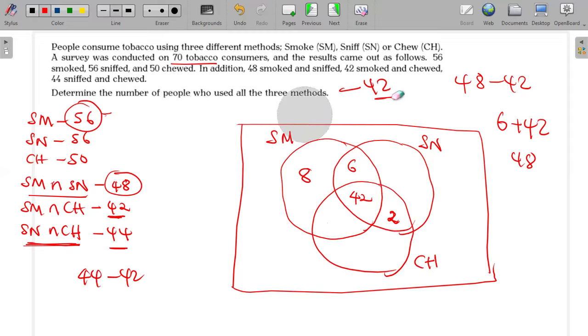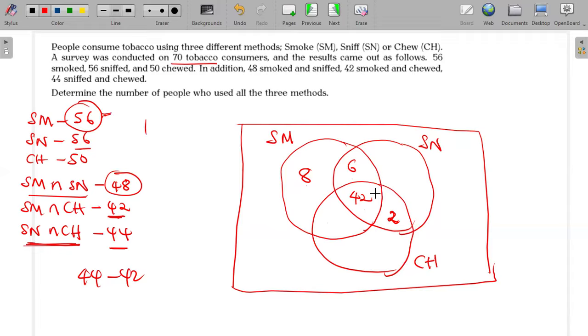So this 8 represents those that smoked only. So the only method that these 8 used was the smoking only. Such that when I add the 8, the 6, the 42, when I add everything there, I'm going to get the 56. So the 56 is those that use the method of smoking.